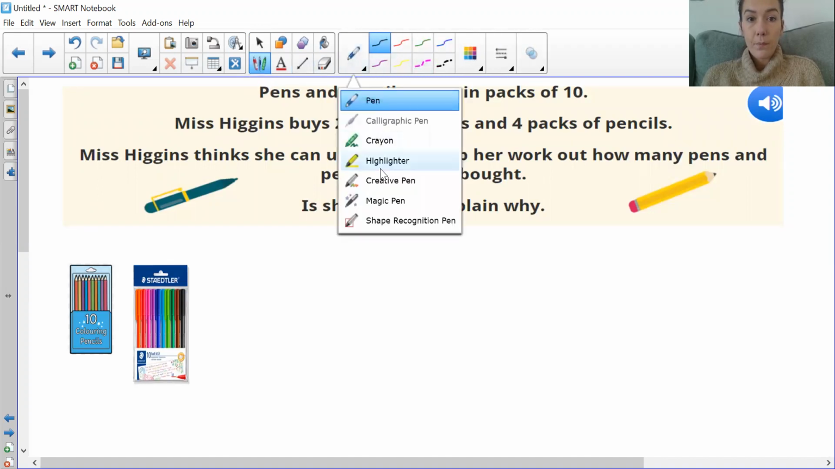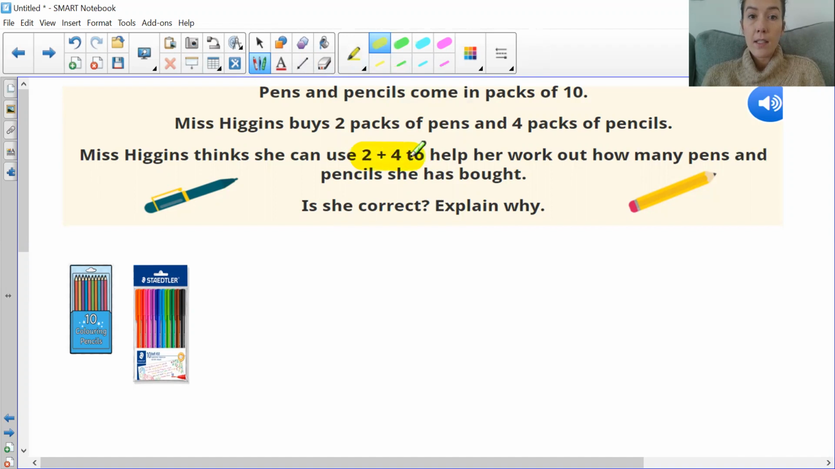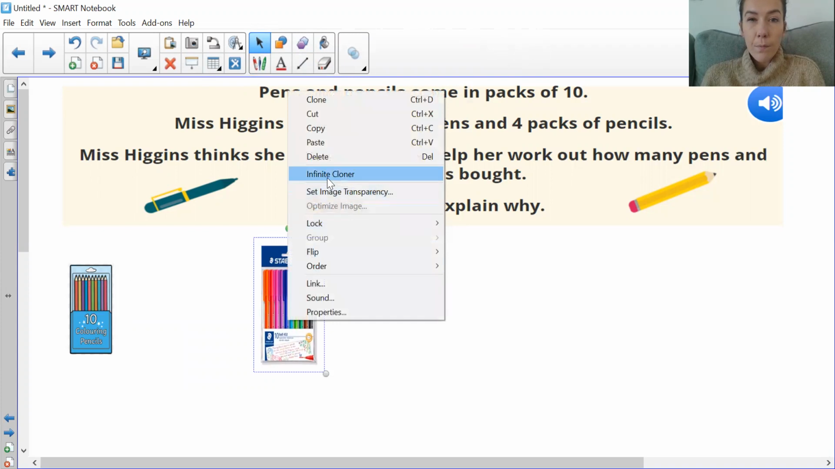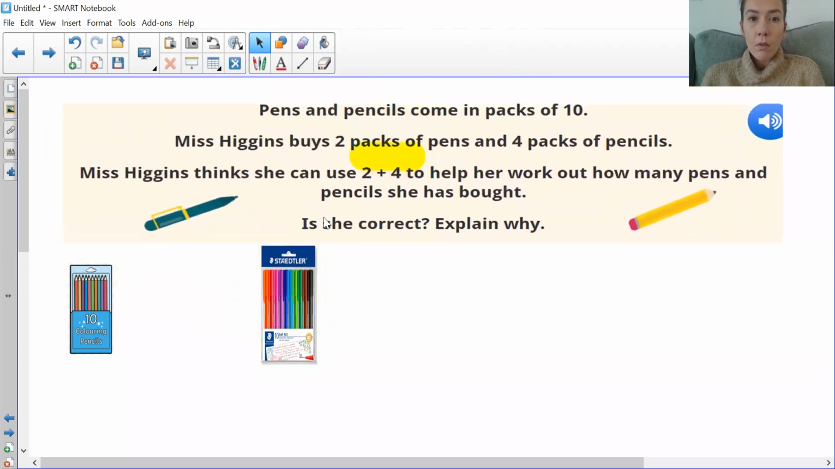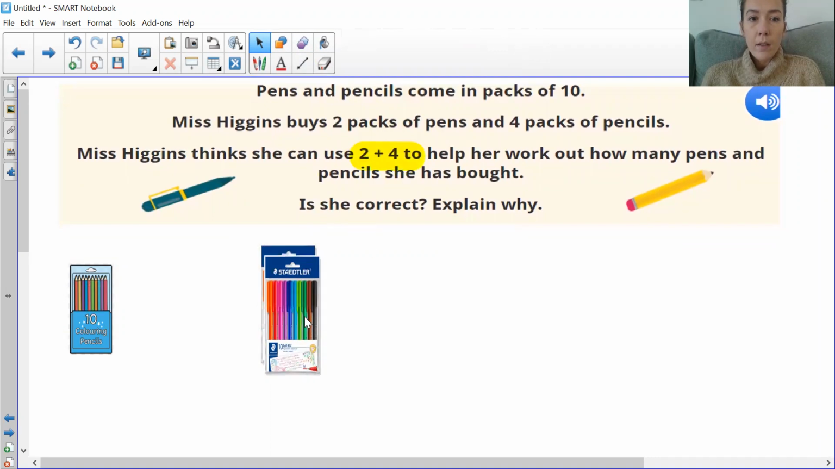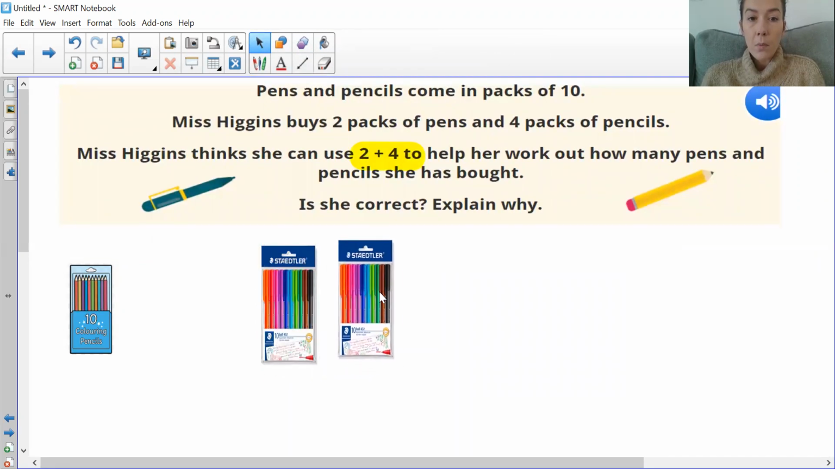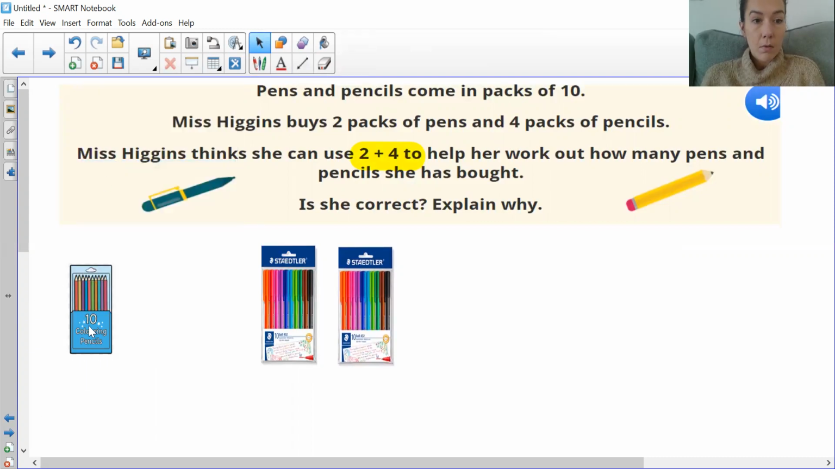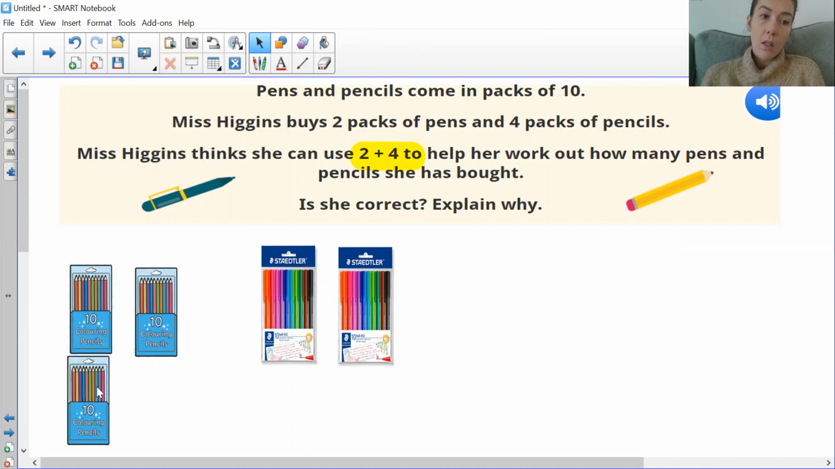Okie doke. Get my highlighter. We're looking at this, 2 add 4, and we're looking at how that can help us. Pencils come in packs of 10. So down here, I've just copied over some pens and pencils. So I need 2 packs of pens. So I need 2 packs of those. And then I need 4 packs of pencils. 1, 2, 3, 4.